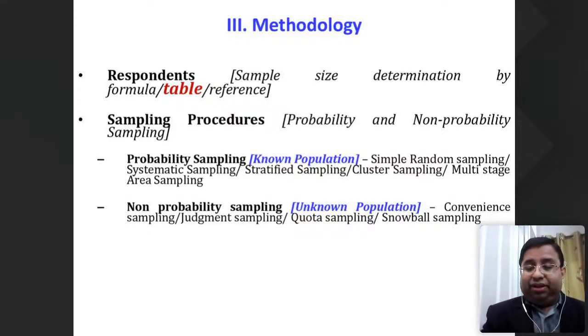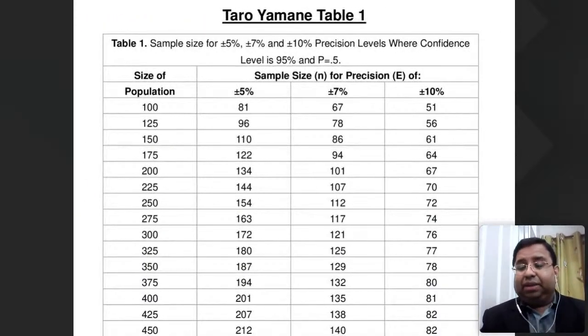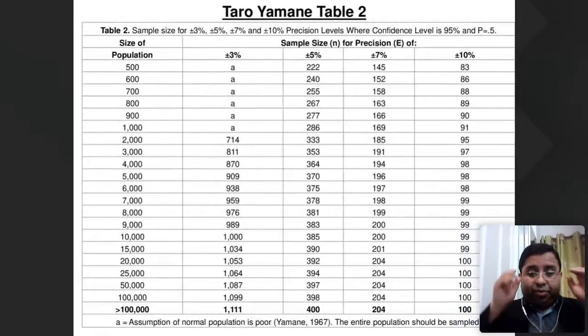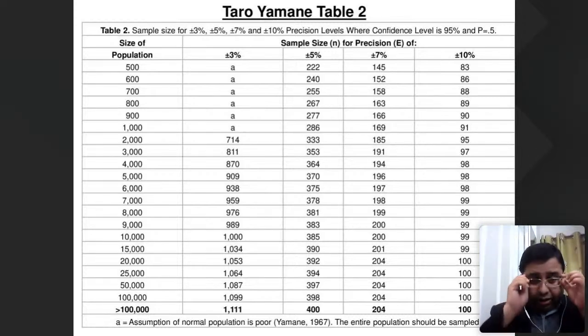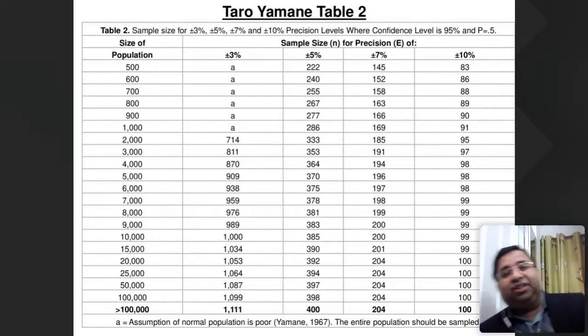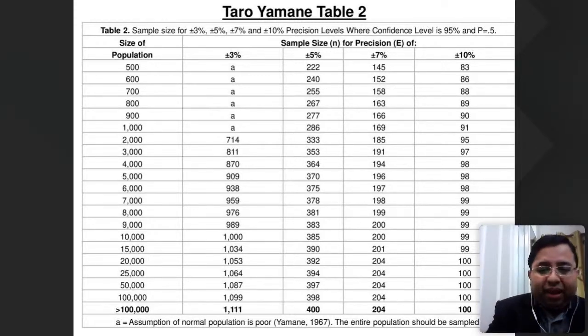Then the table is another way you can design the sample size. You can see the thermodynamic table. If you look very carefully at this table, there is one condition: the population must be known. The population will be known. Okay, I think you can see this one, say 5,000 population.